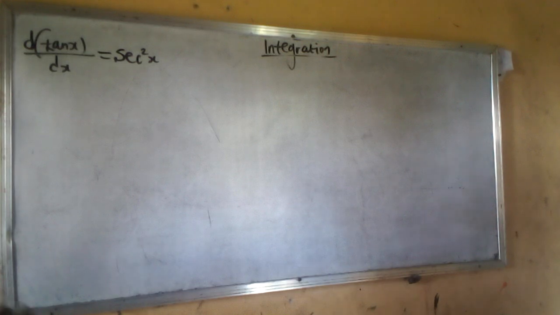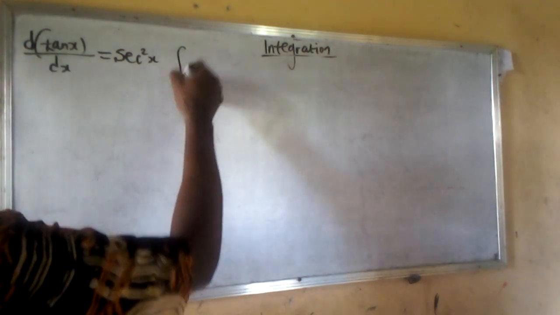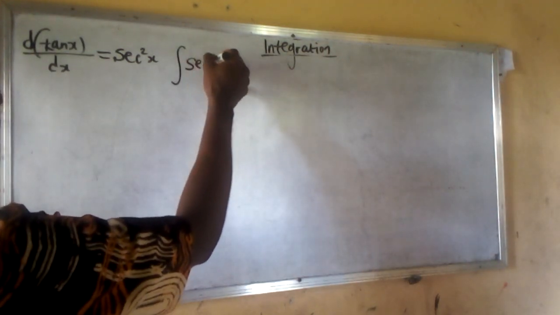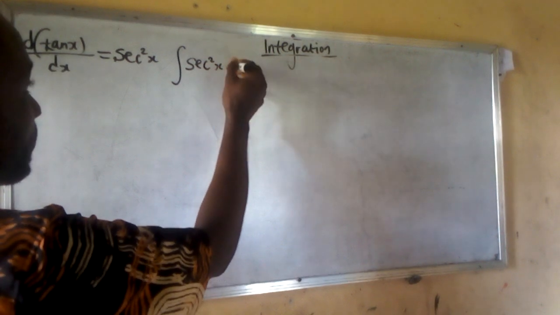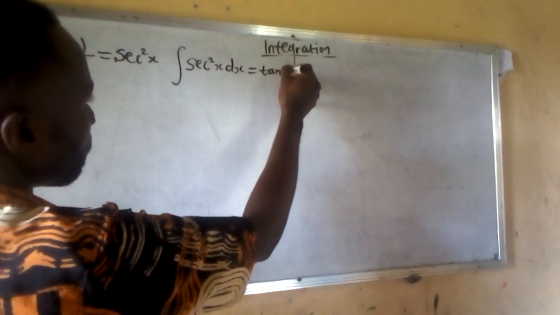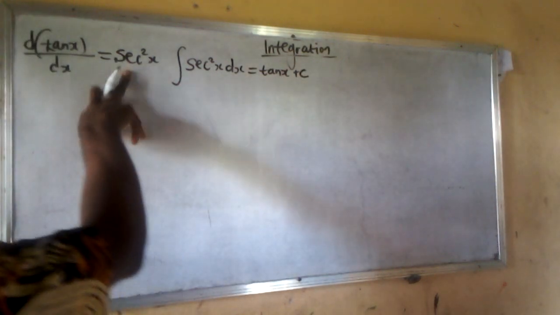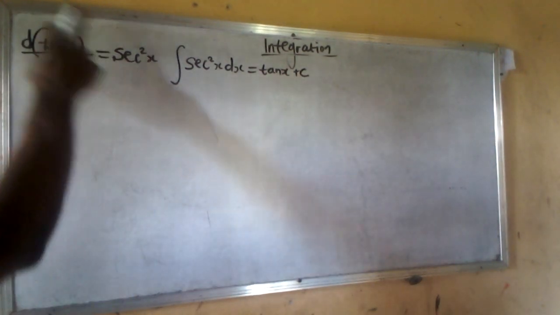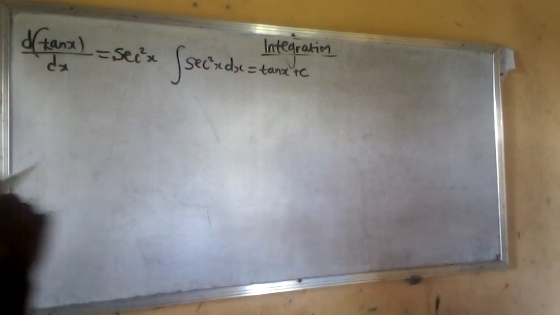Then that means that the integral of sec squared x with respect to x is equal to what? Tan x plus what? Plus c. When you integrate the equation, it bounces back to what we differentiated. That is what I'm trying to say.